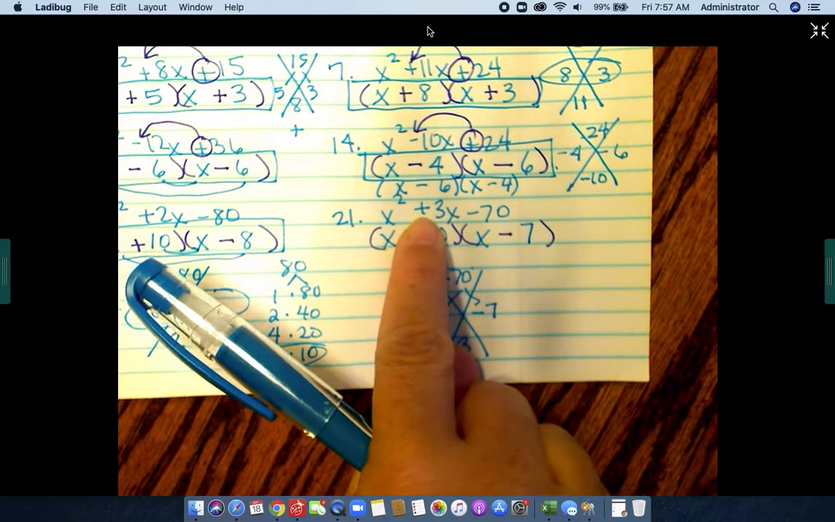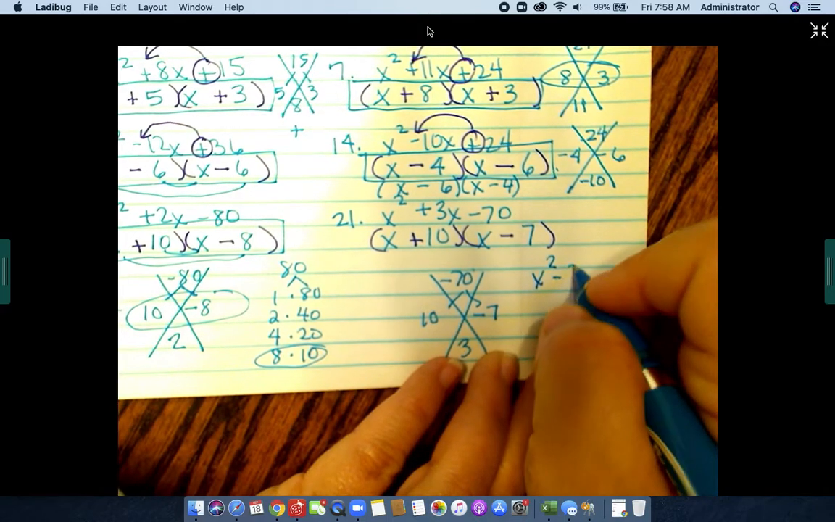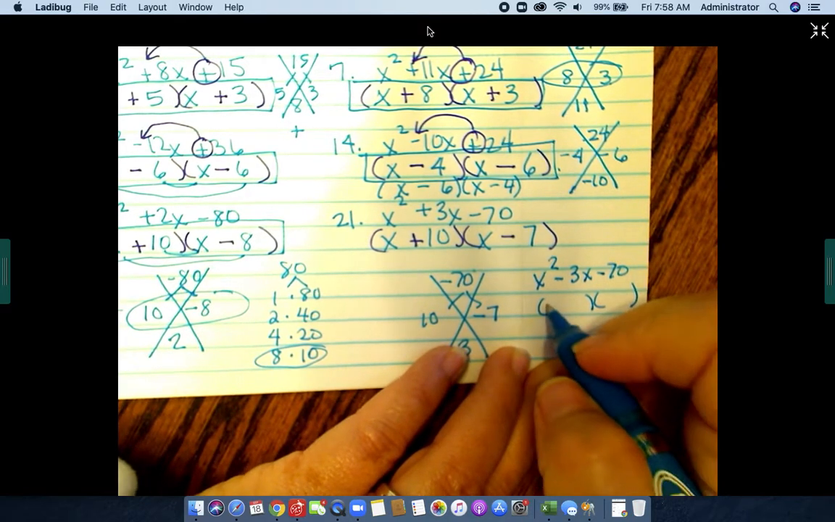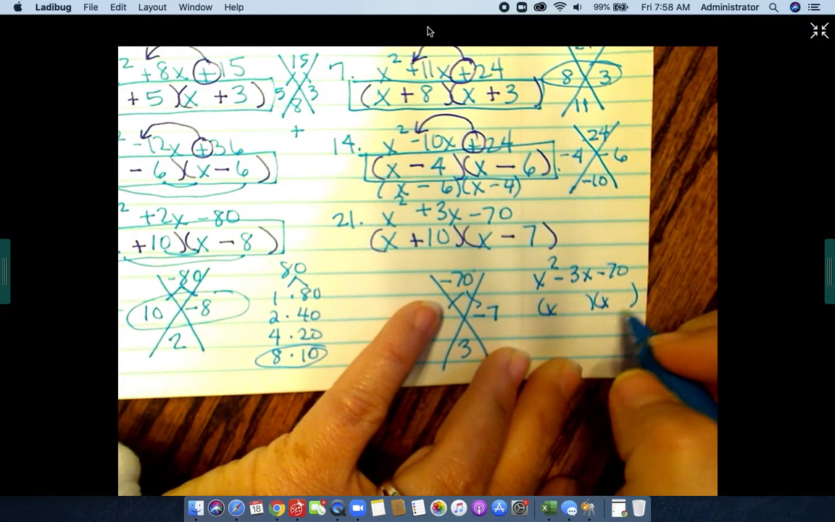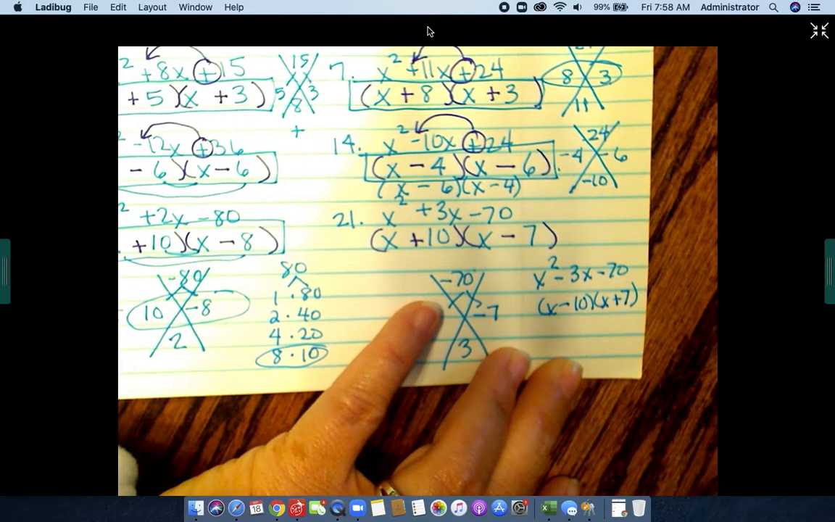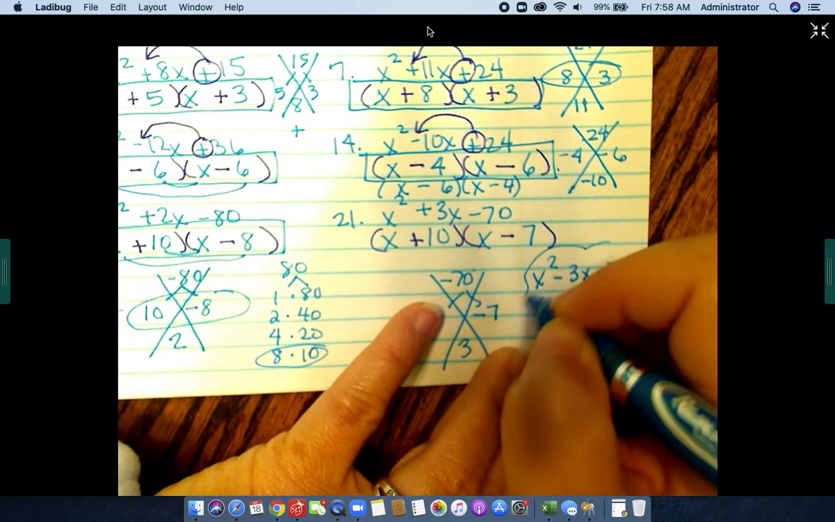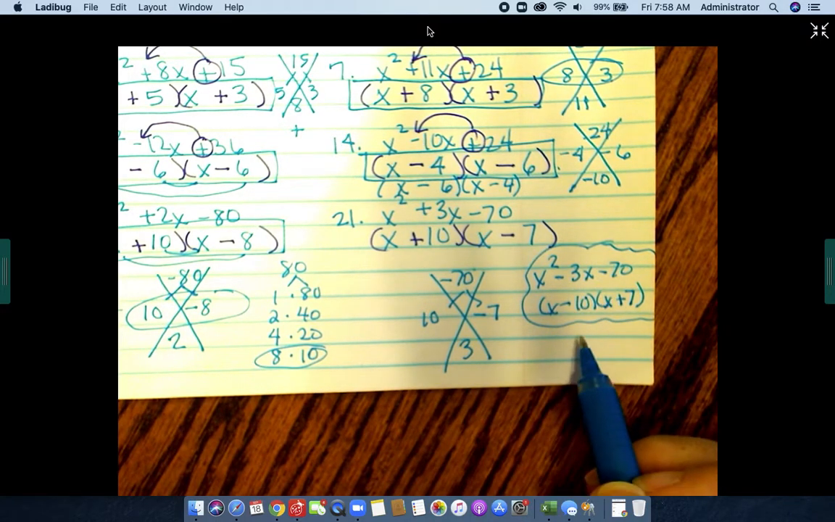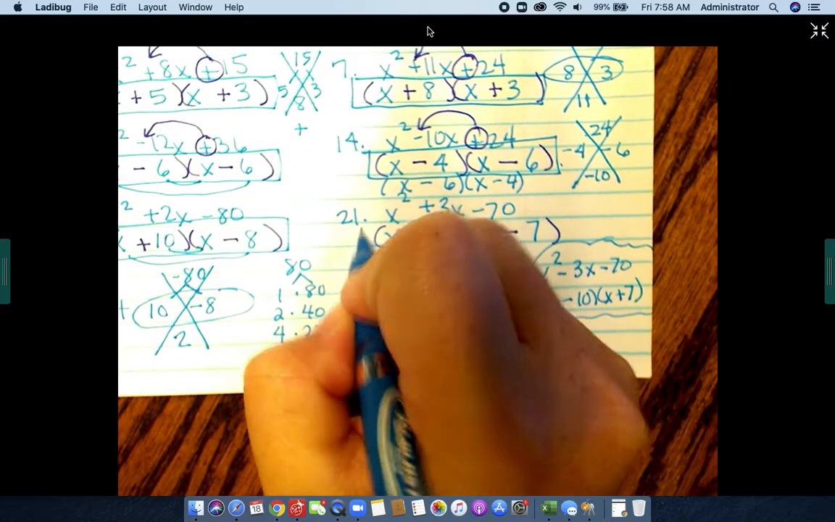But again, if this middle term was to be negative, so for instance, if I have x squared minus 3x minus 70, how would that be different? I would need still 7 and 10, but I would need the 10 to be negative and the 7 to be positive, because negative 10 plus 7 is negative 3. So this is just an extra example of how it would be different if it was minus minus, okay? You just have to make the larger of the two factors negative. All right. So that takes care of it.